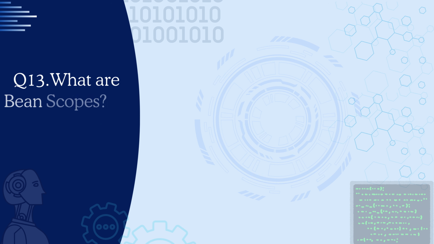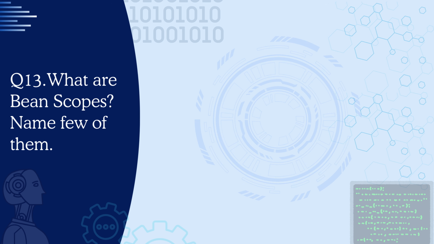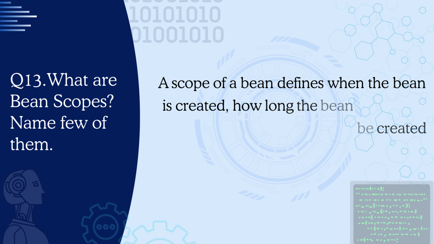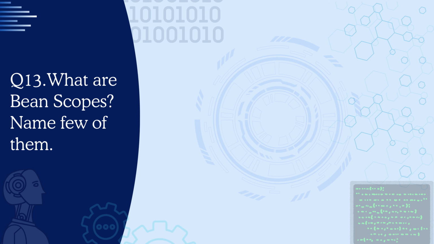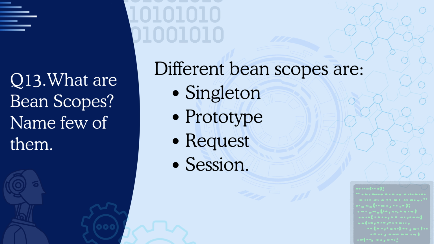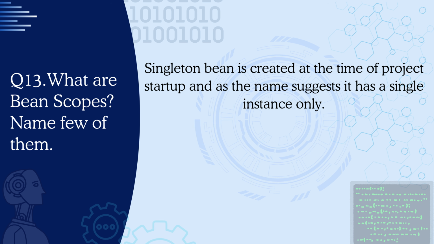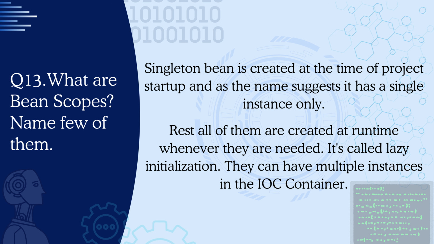Okay. Question 13. What are bean scopes? Name a few of them. Now the scope of a bean defines when the bean is created, how long the bean will live, and how many instances will be created for that bean. Now different bean scopes are singleton, prototype, request, and session. A singleton bean is created at the time of project startup, and as the name suggests, it has a single instance only. The rest of them are created at runtime whenever they are needed. It's called lazy initialization, and they can also have multiple instances in the IoC container.